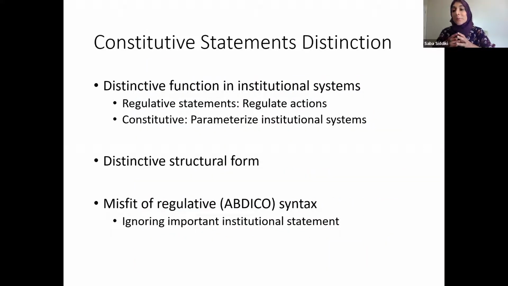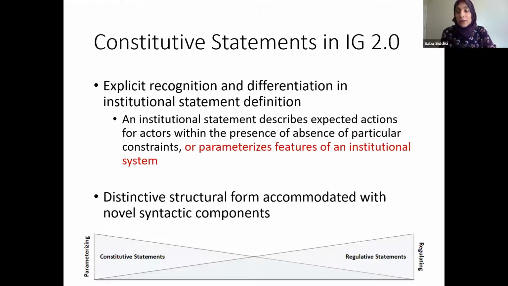The other implication is that coders have changed the structure or implied institutional information within the context of institutional statements to make it amenable to the application of this ABDICO syntax, which can lead to significant concerns about reliability in coding, but even more importantly, loss of meaning. And therefore, in the Institutional Grammar 2.0, we deal with this in a couple of ways.